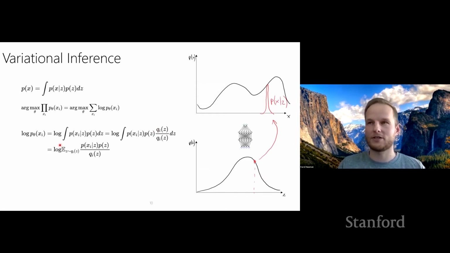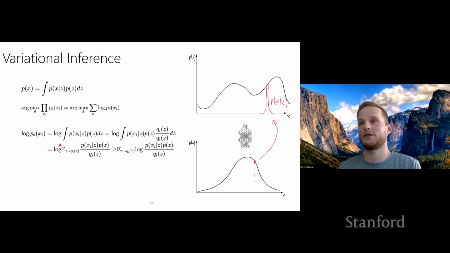Now we can apply Jensen's inequality, which is a simple inequality that tells us that the logarithm of an expectation is always greater than or equal to the expectation of the log. We are not going to prove it, but we can derive that bound, and it's not that complicated. I can include it in the lecture notes, but let's just keep going.